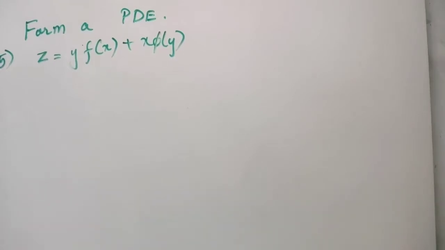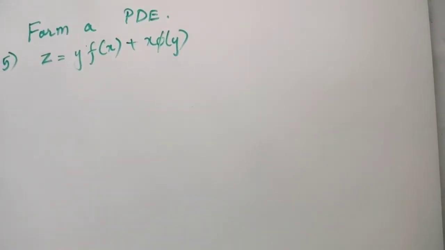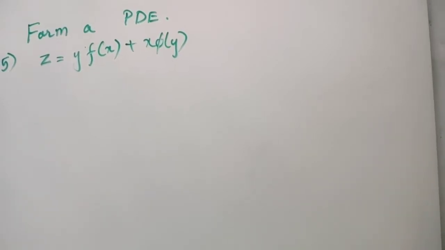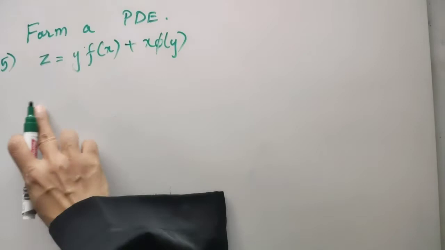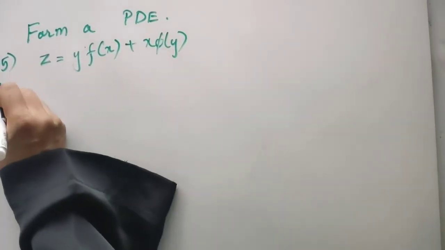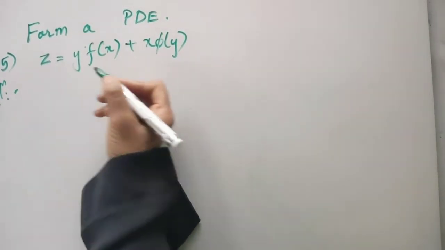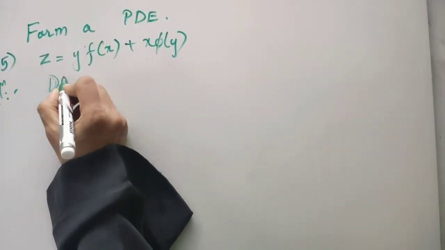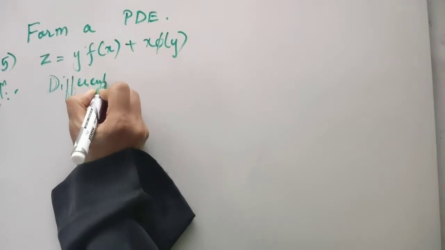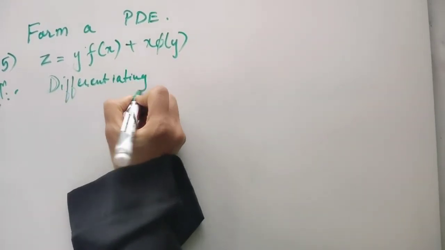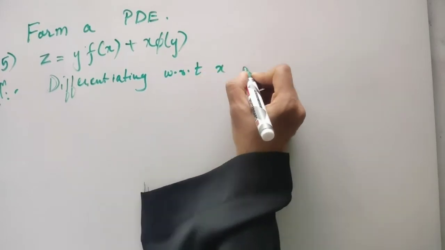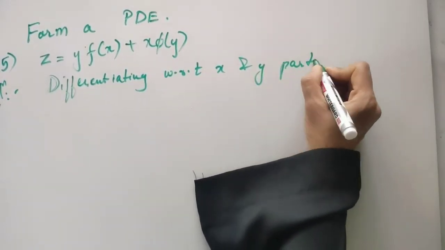Hello students. Now let's continue with one more problem: form a PDE for z = y f(x) + x φ(y), eliminating the arbitrary functions. Okay, so now let's continue. Let us first differentiate the given equation with respect to x and y partially. Solution: differentiating the given equation with respect to x and y partially.